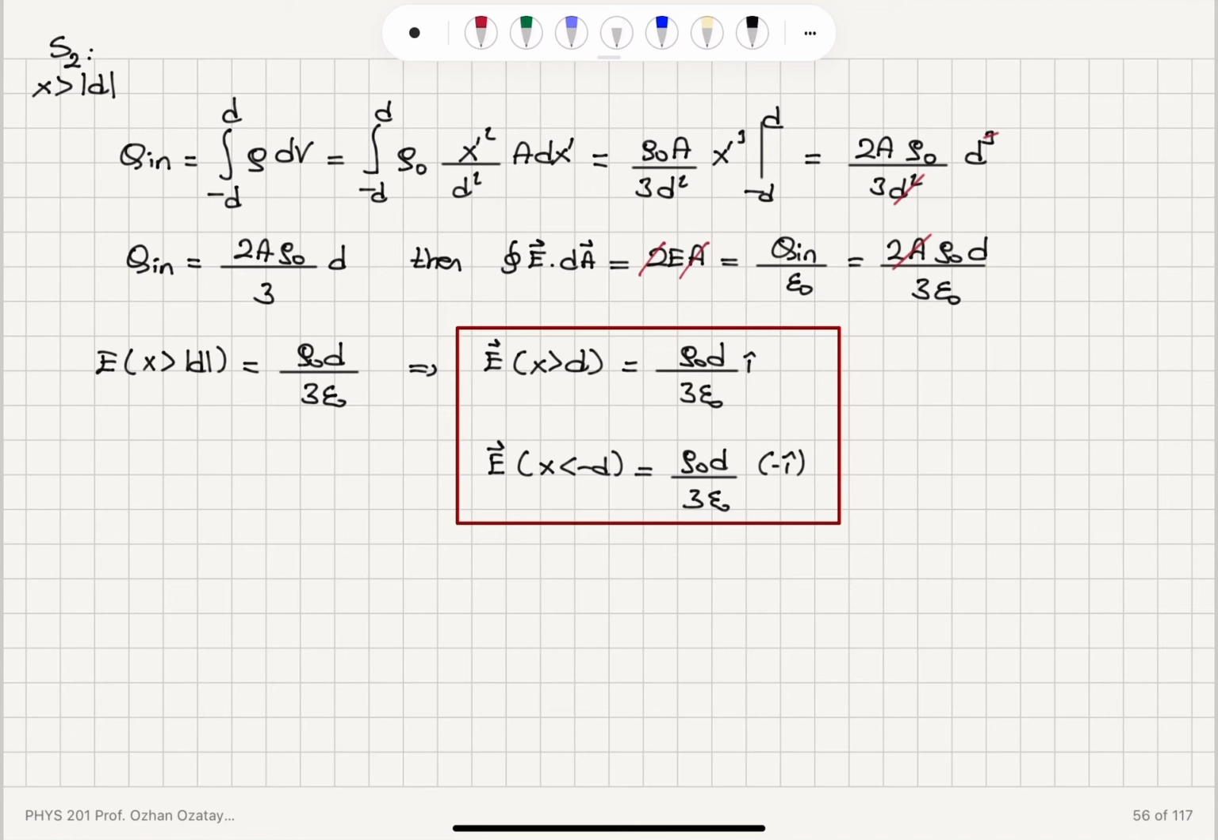You can see that it's a constant. And it's plus i hat if x is positive. It is minus i hat if x is negative, x less than minus d.